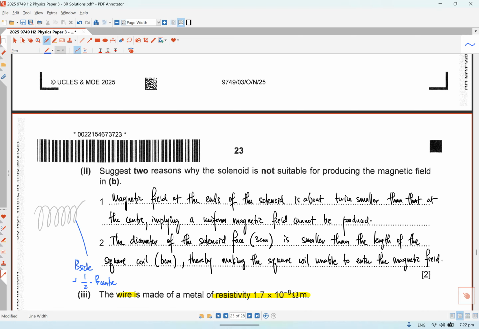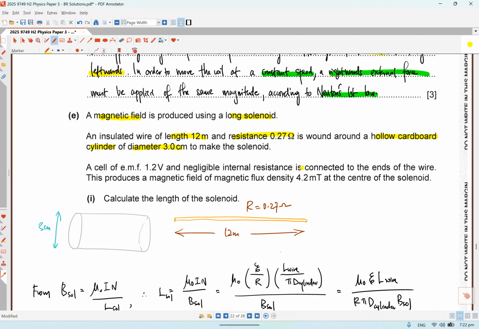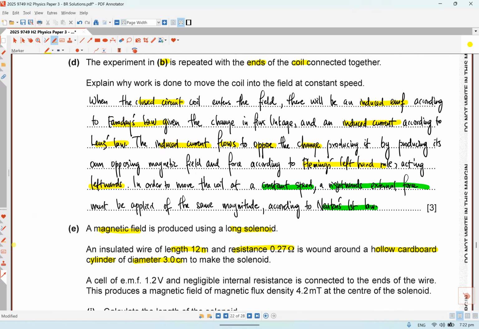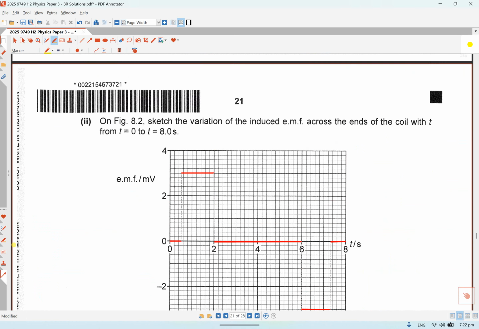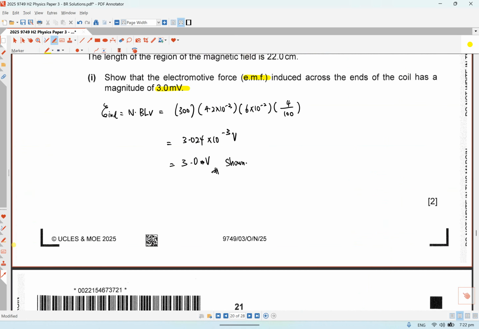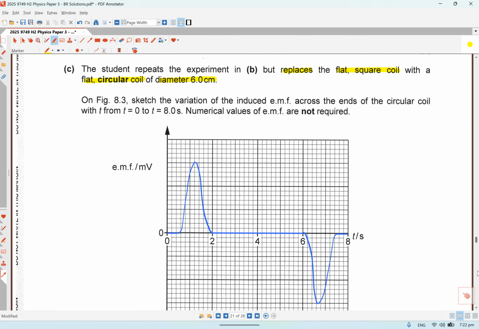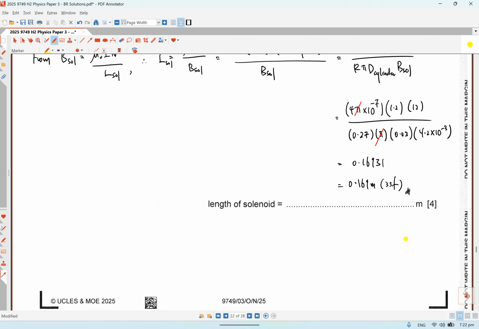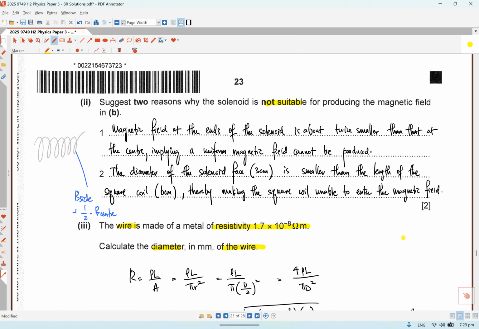Another reason why this particular solenoid cannot be used is because they said that the diameter is going to be 3 cm, but the square coil, the side, is given as 6 cm. So obviously the square coil cannot enter this solenoid, right? So it's impossible to even use it in the first place. So that will be the 2 reasons, okay?